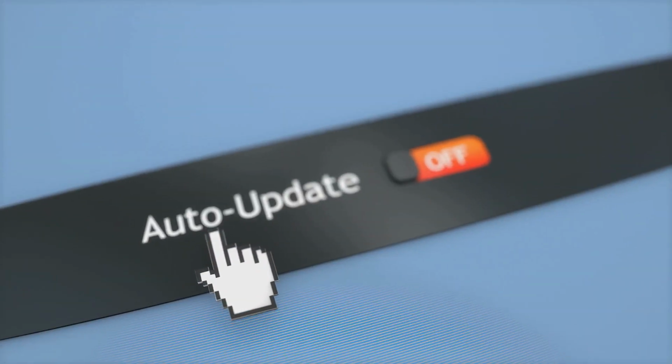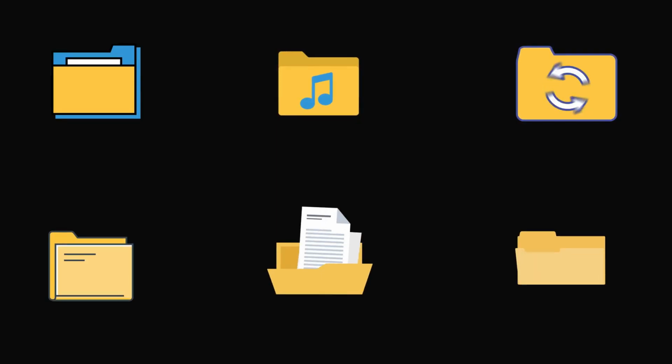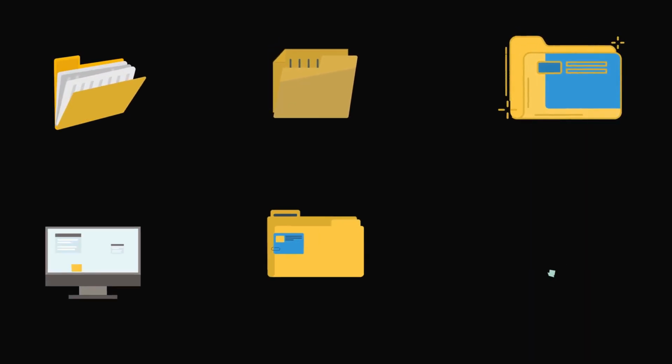Open up Finder, then click on Go in the menu bar. From the drop-down menu, select Go to Folder. In the Go to Folder window, type in ~library/caches/ and hit Enter. This will take you to your user account's cache folder.